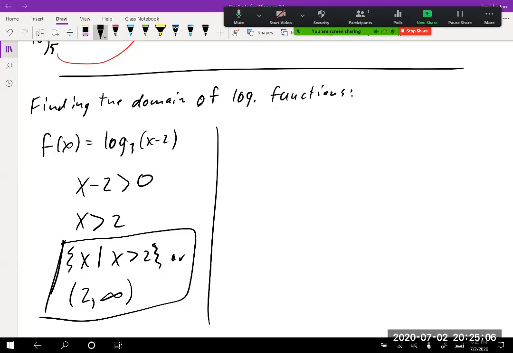Okay. Now again, the reason that the domain is restricted in this way is, now think about it. Okay, just think about it for a second.